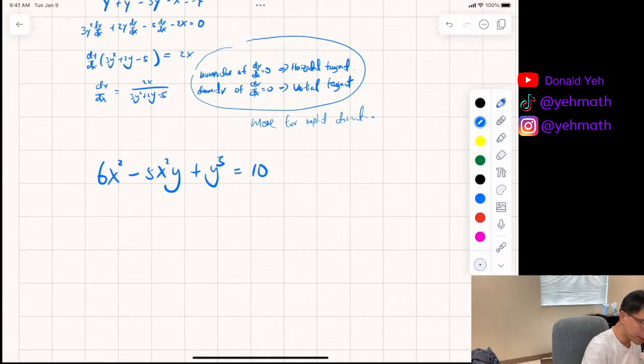The hardest part to take a derivative of is that middle part right here. I'm gonna tell you that. Now, if you want a slope at x equal to 1, or 1 comma 2.